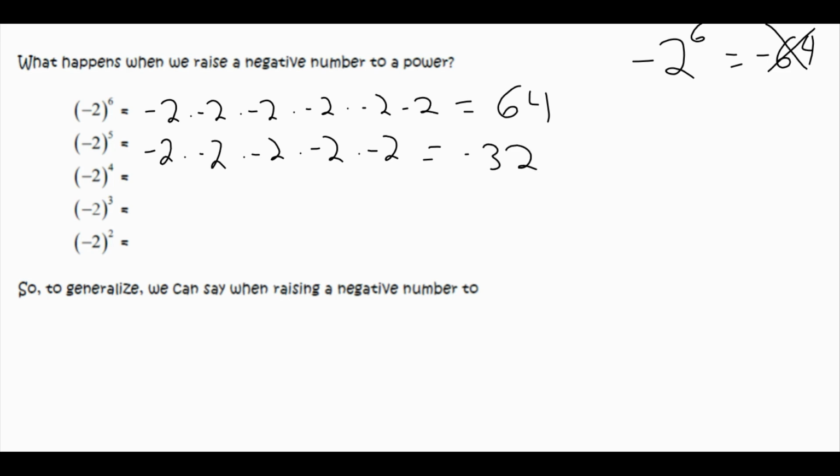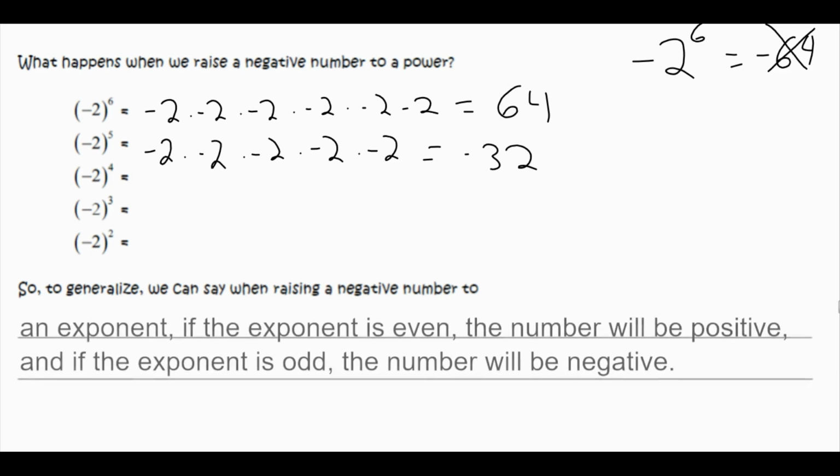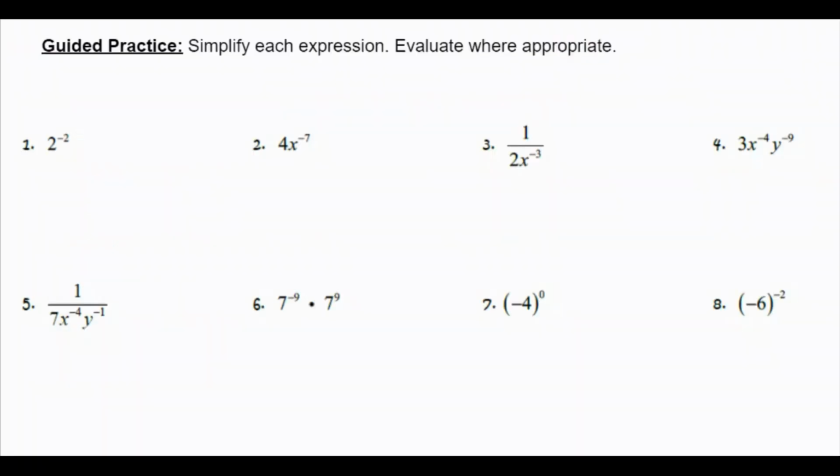So to generalize this, we can say that when we raise a negative number to an even exponent, the number will be positive, and if the exponent is odd, then the number will be negative. Because when I have two negatives, it makes a positive, and if I have just one negative, it makes a negative. Now looking at our sample problems, we're going to simplify each expression and evaluate where appropriate.